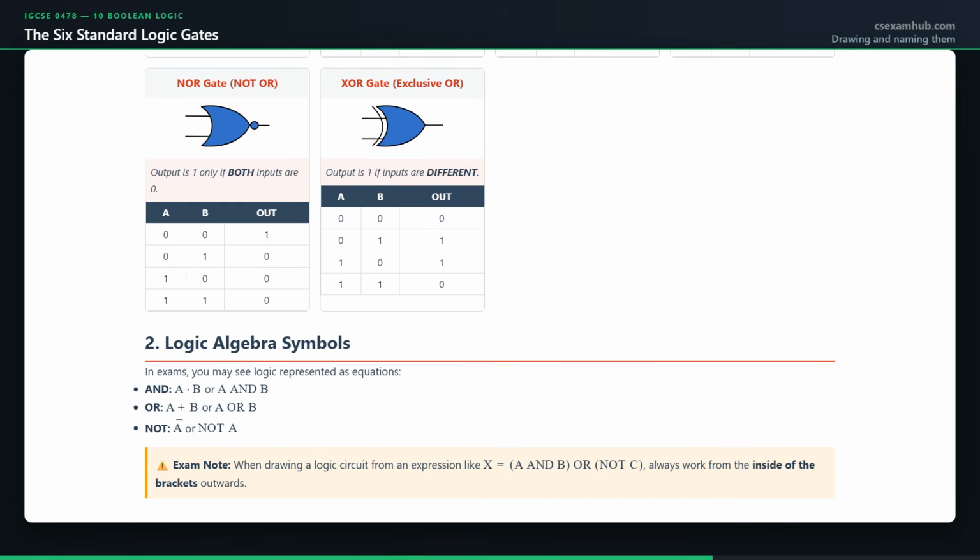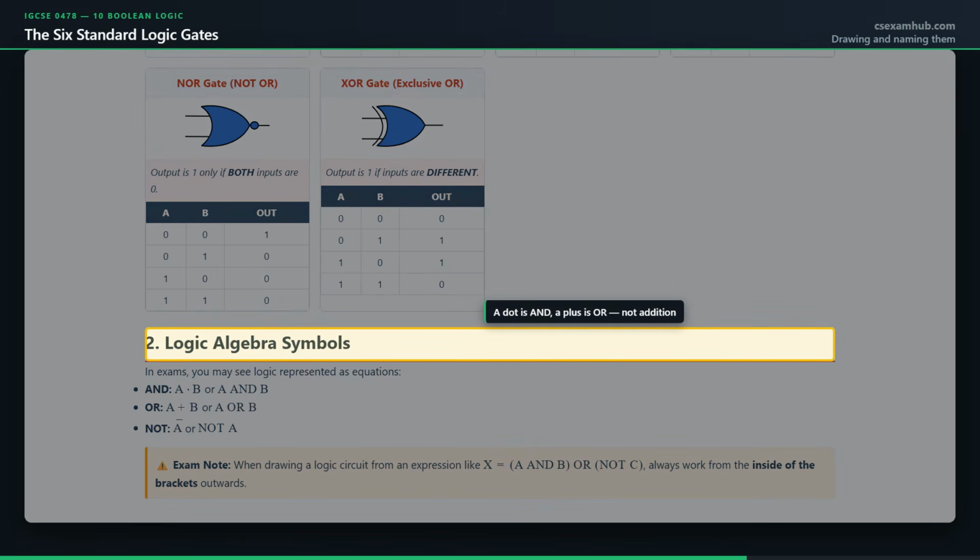You also need to recognize and draw the standard symbols. AND is drawn as a shape flat on the left with a rounded right-hand end, OR is curved on the left and comes to a point on the right. XOR is the OR shape with an extra curved line across its input side. NOT is a triangle with a circle. NAND and NOR are the AND and OR shapes with a circle added on the output. That circle is the thing to look for when reading a diagram. Spot it, and you know the output has been inverted.